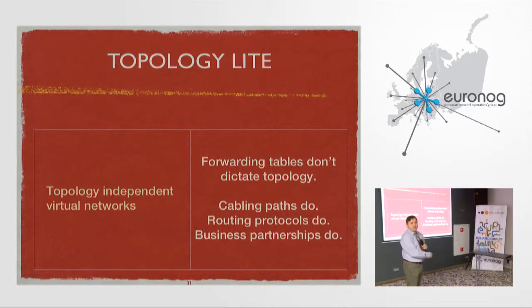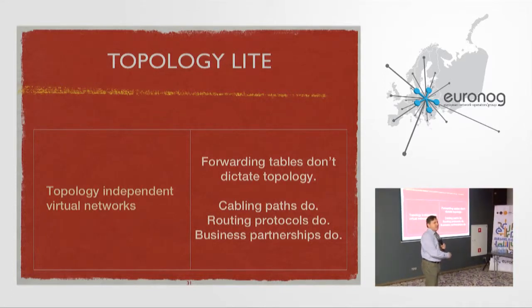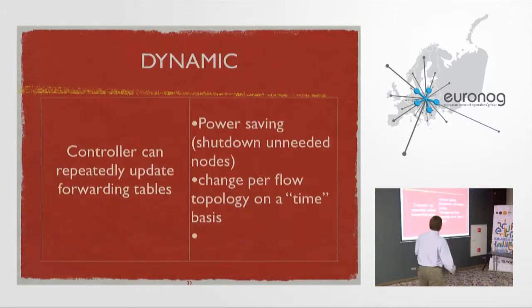Cabling paths force topology. Right? If the only cable between London and New York goes via a certain path, then that's a topology decision that's immutable. OpenFlow can't fix that. Right? Routing protocols do force topology. Business partnerships force topology. But OpenFlow should be, once we see the final things, flexible enough to give you the choice to do a lot more with your topologies instead of arbitrary limits.